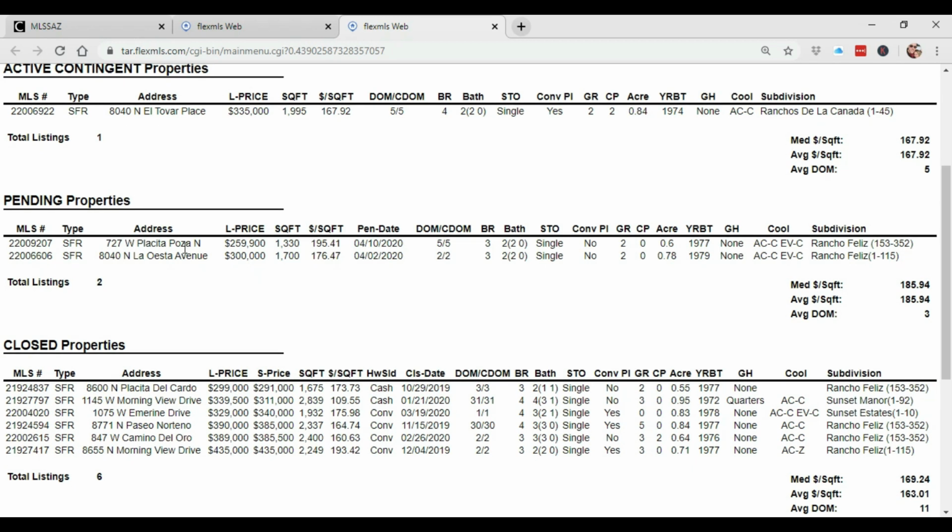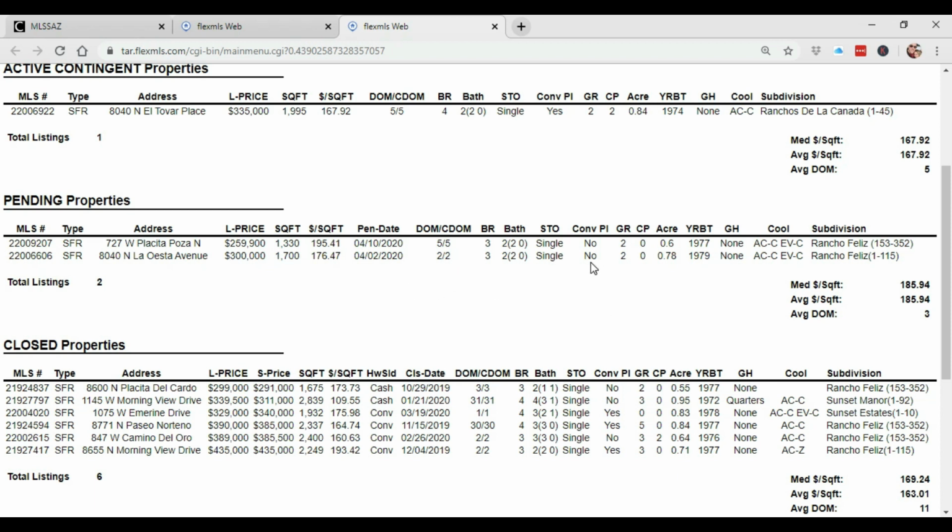Who knows? Placida Poza sold in 5 days, 1,330 square feet, $259,000. So it looks like the 1,700s type of square footage goes from anywhere from like 290 on the low end as far as sold is concerned, and maybe 300-ish as far as pending, right? For homes of that sort of style.